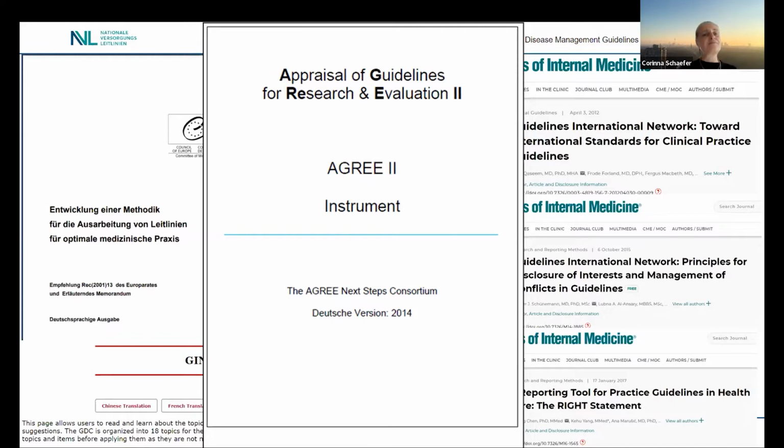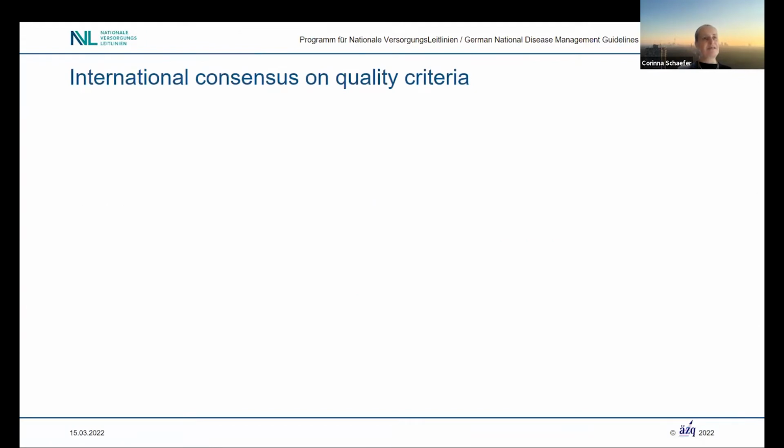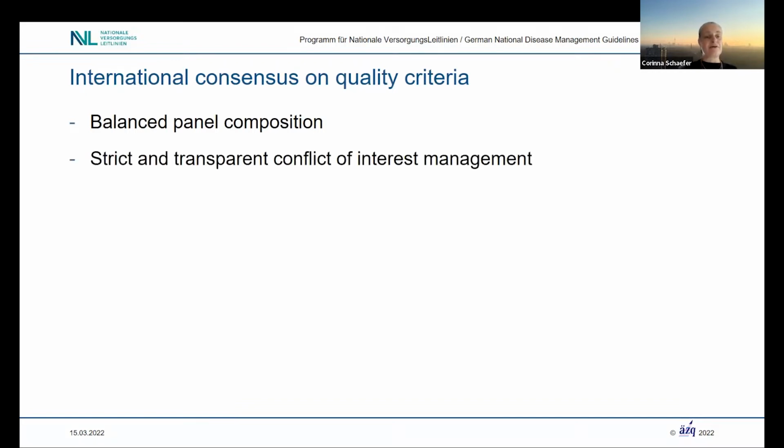But if you want to sum up what all these papers came up with as quality criteria, you can say that there are some aspects where there's a consensus, what makes it a good guideline. And that's a balanced panel composition. And I explain why this is important later on. It's a strict and transparent conflict of interest management process.